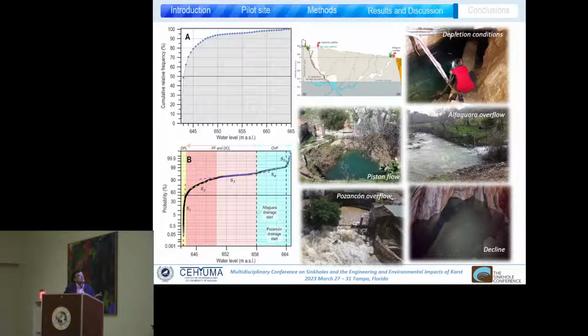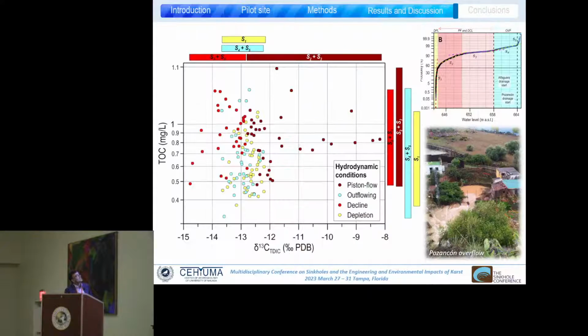Then the water table goes progressively up, provoking piston flow, as we can deduce from physicochemical parameters. So the period that both karst springs are overflowing, and finally again go down during the declining period. So hydrodynamically, it's possible to identify this period, also chemically, but I will just show this picture comparing total organic carbon, but particularly 13 carbon.